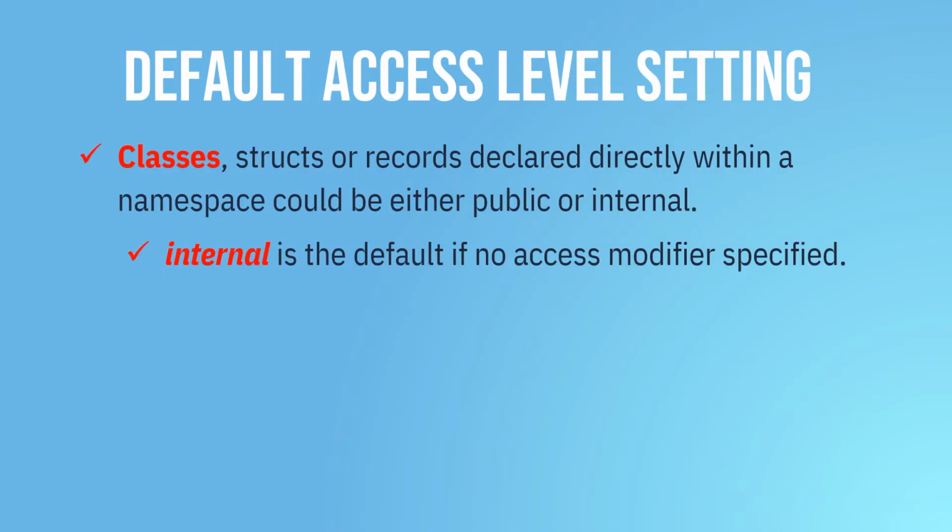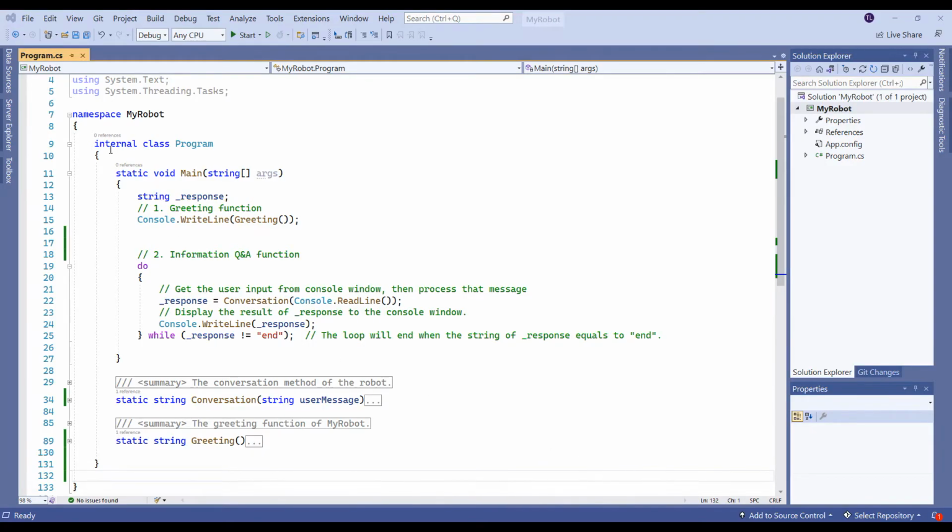You can omit the access modifier in your code. If there is no access modifier declared for a class or method or type, then C# will use the default value instead. In our example, if you remove the keyword internal from the class program, it still works. And the default access level for the program class is still internal, because internal is the default access level for classes that are declared directly in a namespace.